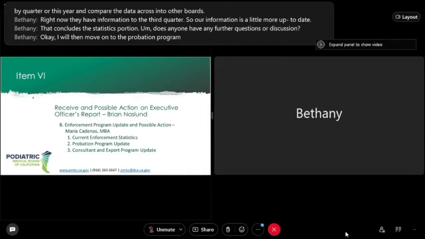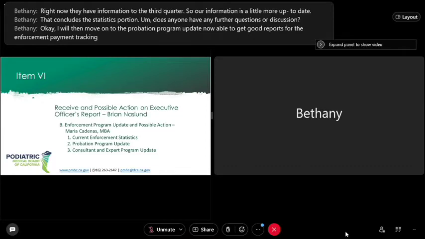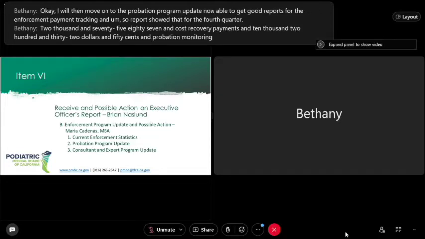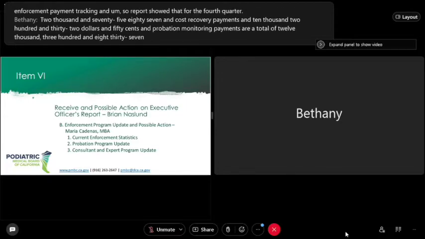I'm now able to get good reports for the enforcement payment tracking. And so the report showed that for the fourth quarter, we received $2,075.87 in cost recovery payments and $10,232.50 in probation monitoring payments, for a total of $12,308.37 for cost recovery in Q4.